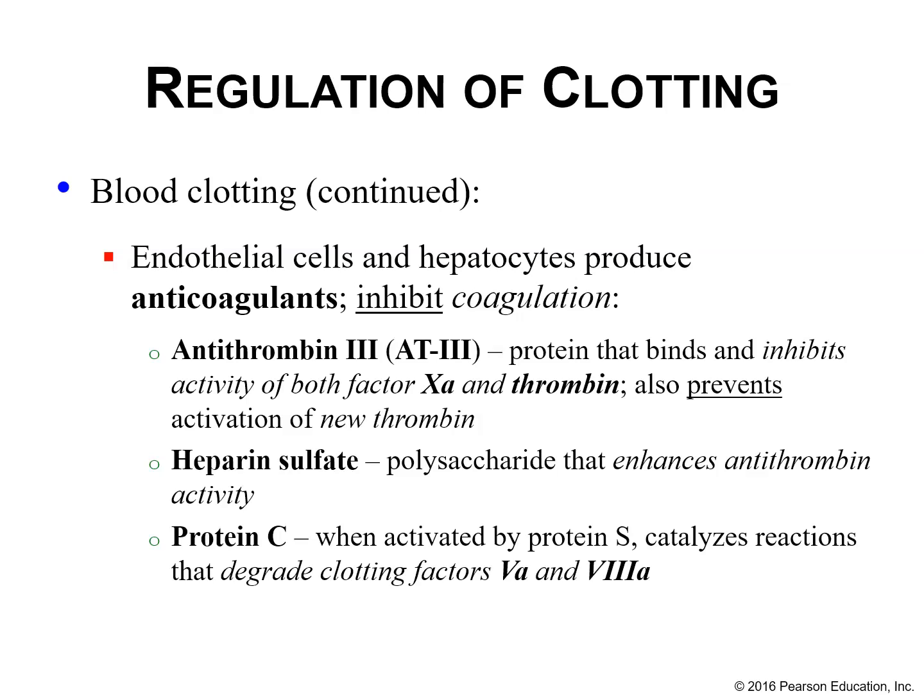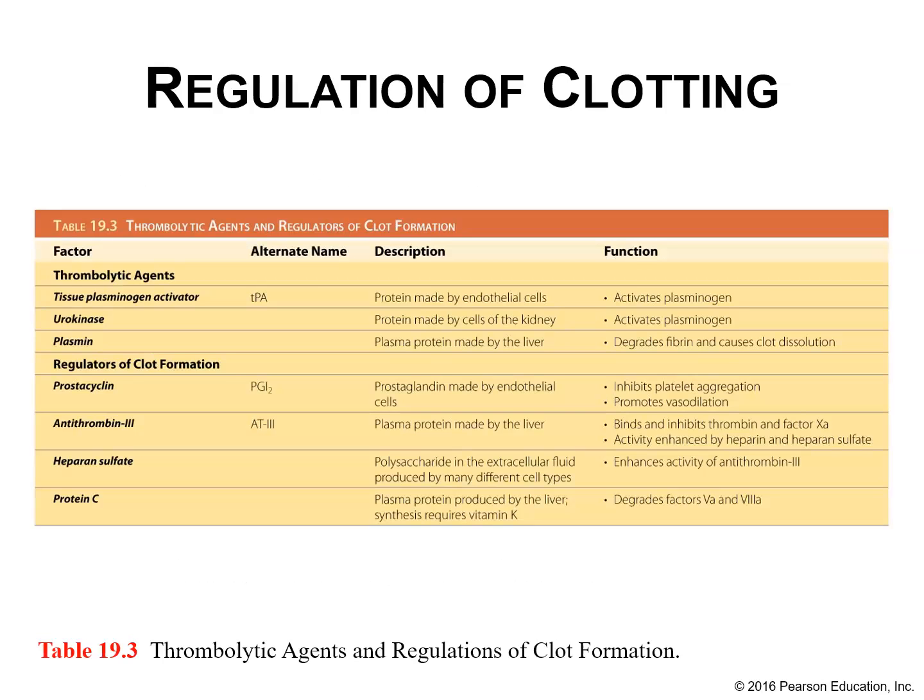And the third anticoagulant, which inhibits coagulation, is protein C. When activated by protein S, it can catalyze reactions that degrade factors 5A and 8A. Remember, these are the clotting factors. So these are all thrombolytic agents, and all of these are made by different parts of the body, which help regulate the formation of clots. And these are all summarized in this table 19.3.